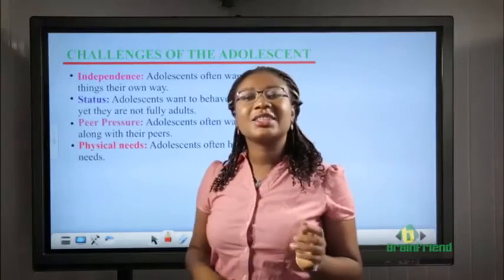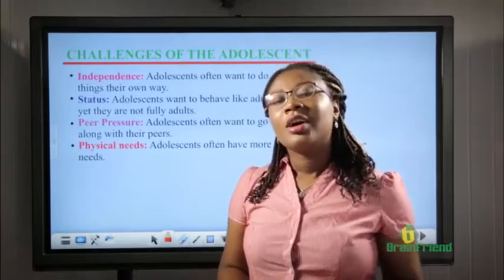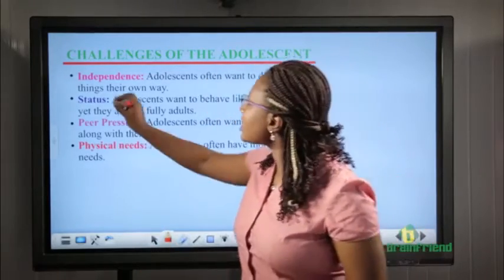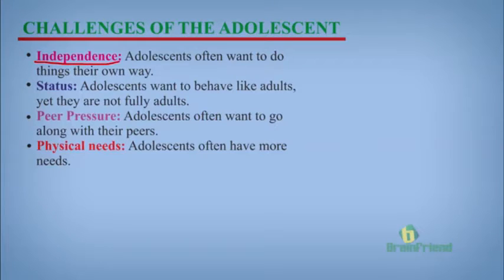Now, there are challenges that the adolescent faces during this period of time. Number one is independence. The adolescent wants to do things on their own. They don't want to be guided by anybody. They feel they are now grown enough to do things on their own. Number two is status. The adolescents want to behave like adults. They feel as if they've gotten to that stage. Probably they are now taller. They want to do things on their own. They want to act like an adult.